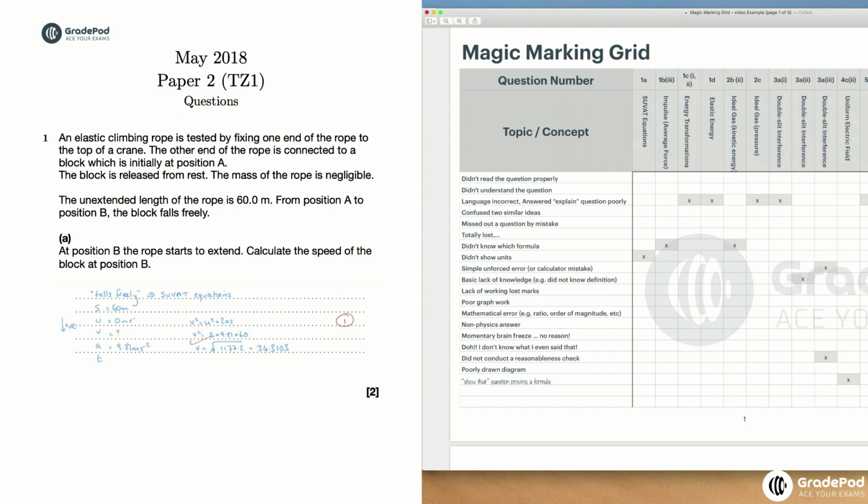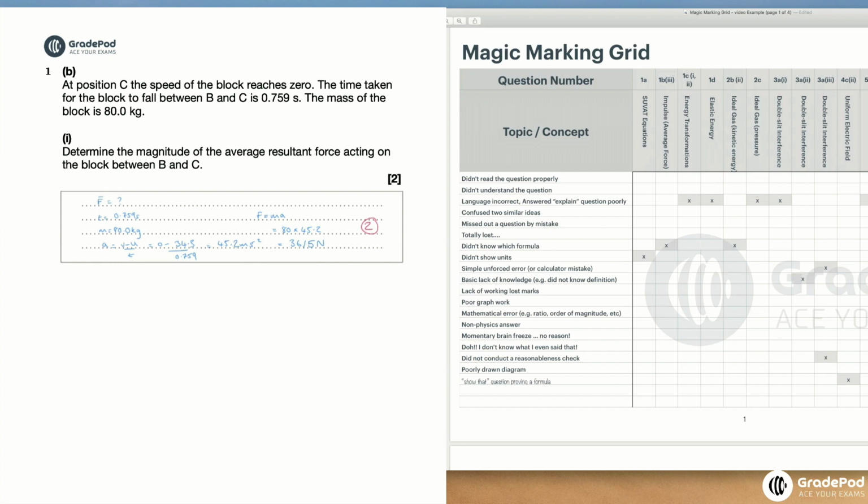And in these SUVAT equations, I've lost one mark. And this is where I have to assess where I've lost the mark. Why have I not got the marks here? And usually the answer will be here. And you can see that I haven't written any units for my speed there. So I've lost one mark because I didn't write down units. So I pop a little cross under question 1A, didn't show units. Then I go to the next question, 1B1.